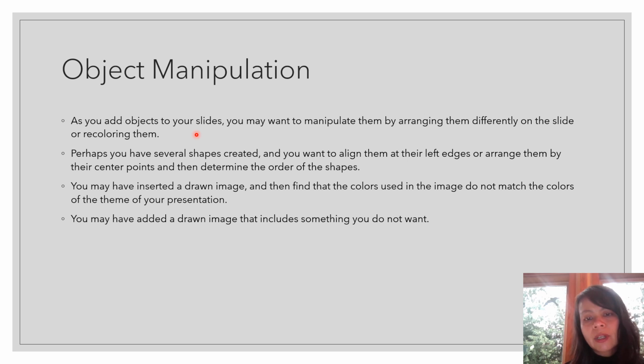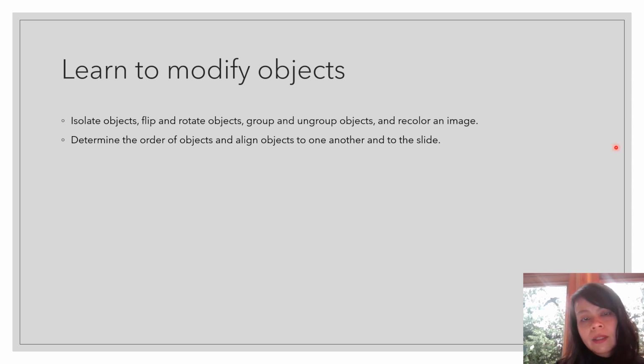You might have inserted a drawn image and then find that the colors used in the image don't match the colors of the theme. You might have added a drawn image that includes something that you don't want. So in this section, we're going to learn how to modify objects. So you're going to learn how to isolate objects, flip and rotate objects, group and ungroup objects, recolor an image. You can also determine the order of the objects and align objects to one another and to the slide as well.